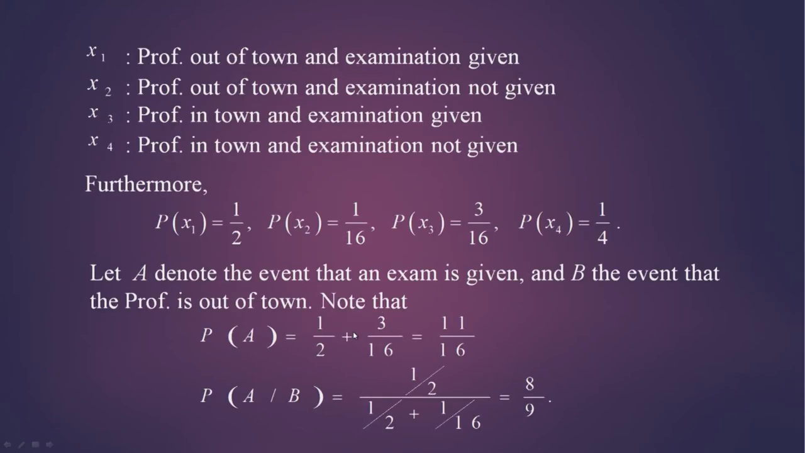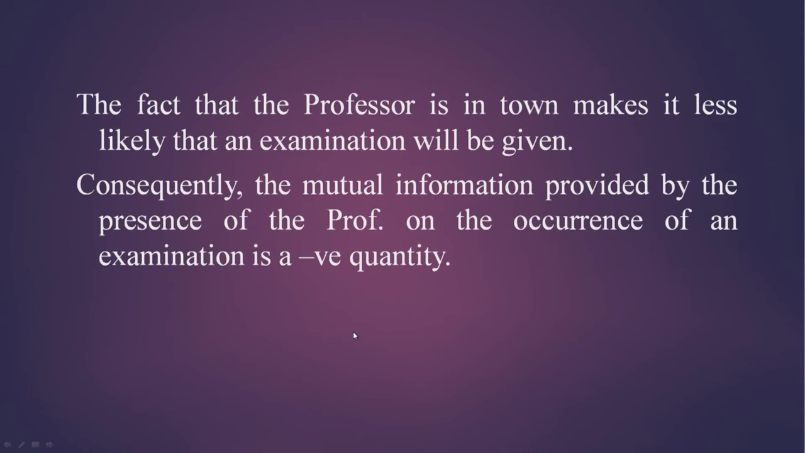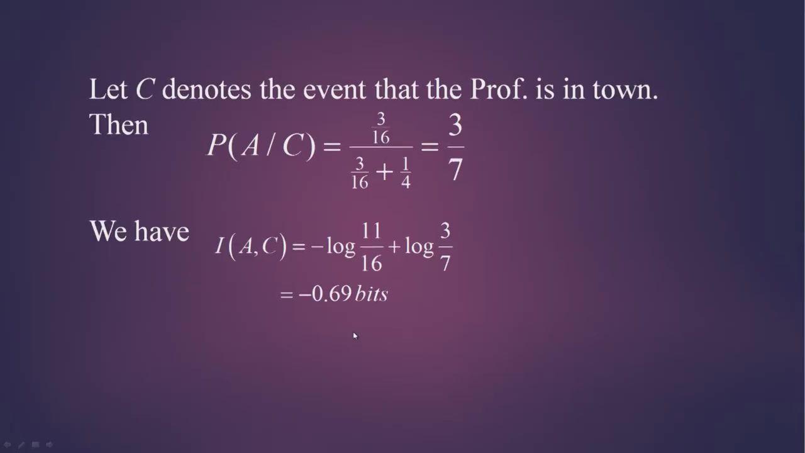So if we see, the probability of A given C is 3 by 7, but the probability of A given B is 8 by 9. From this we can conclude that the professor being in town makes it less likely that an examination will be given. Consequently, the mutual information provided by the presence of the professor on the occurrence of an examination is a negative quantity. That we have already observed, that is minus 0.69. So the mutual information is very, very less.